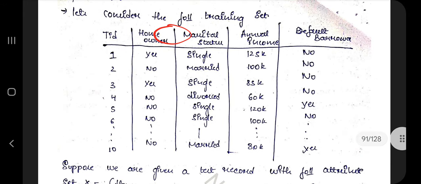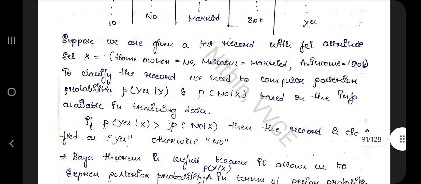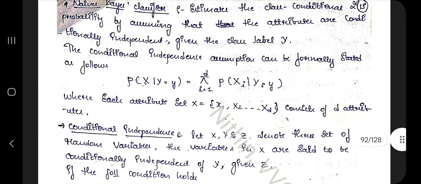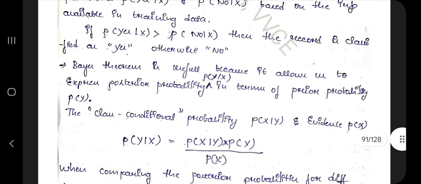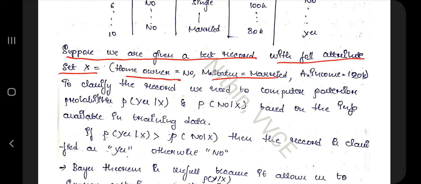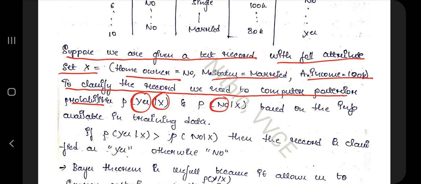Homeowner, marital status, annual income, and default borrower. There was a sentence which was sufficient to understand what a Bayesian classifier is. Suppose we are given a test record with the following attribute set X: homeowner no, marital status married, annual income 100k. To classify the record, we need to compute the posterior probabilities, yes with respect to X and no with respect to X.